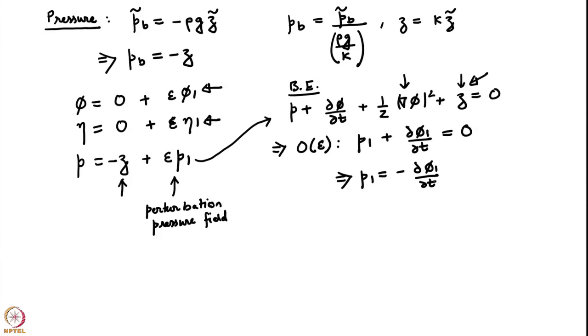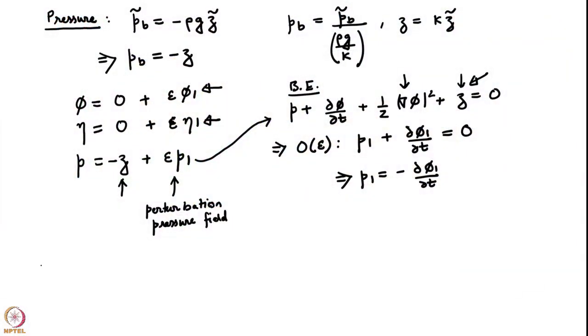You can immediately see that because phi 1 depends exponentially on z, p1 will also depend exponentially on z. What this implies is that at linear order the perturbation pressure decays exponentially. This is different from the hydrostatic variation that we have seen until now in the base state. So if you have a wave in deep water, then typically the scale up to which the perturbation pressure is felt is of the order of the wavelength of the wave. This is also one of the reasons these are called surface waves, because their effects do not permeate deep into the fluid.